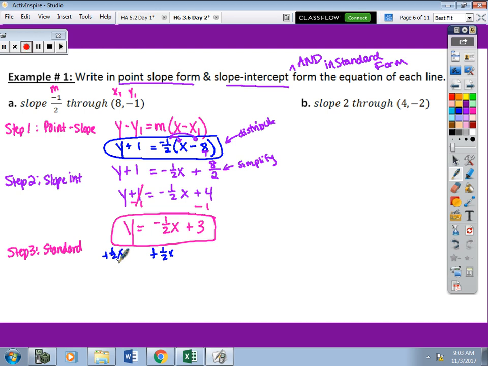And then we cannot combine these, they are not like terms, 1/2 x and y, we can just write them next to each other. So 1/2 x plus y equals 3.